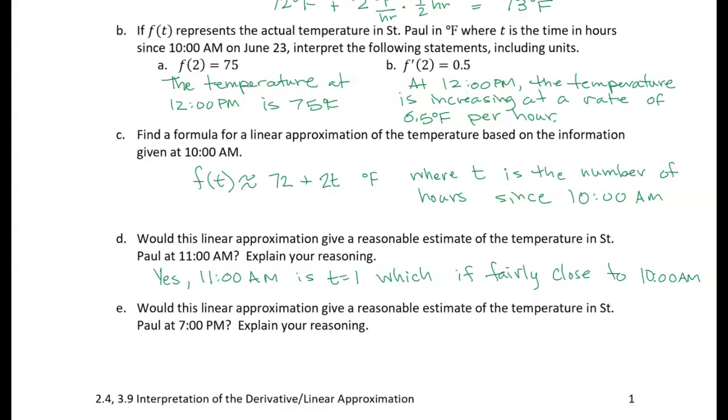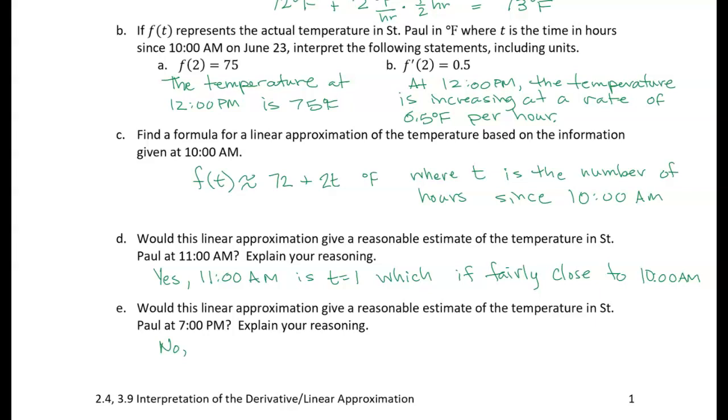to use this linear model, because it would tell you that 72 degrees plus 2 times 9 hours would put you at 90 degrees. Now, that's probably not what's happening at 7 p.m. The temperature is probably not going up. So we don't know that, but I would say in general, this linear approximation would not be a good model for 9 hours later on a given day.